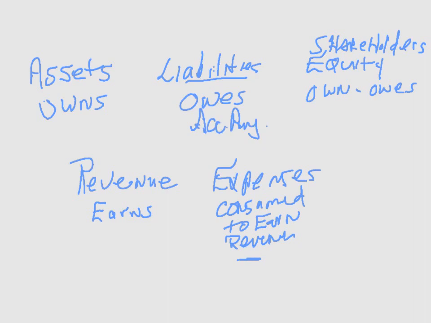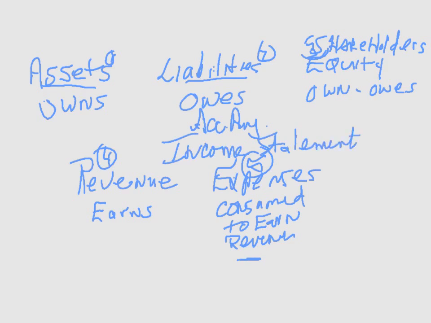So there you have the five different categories of accounts: 1, 2, 3, 4, and 5. All accounts in accounting fall into either one of these categories. And we summarize. We begin by summarizing the revenue and expenses, and we do that in what's called an income statement.